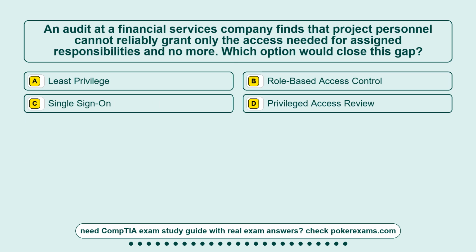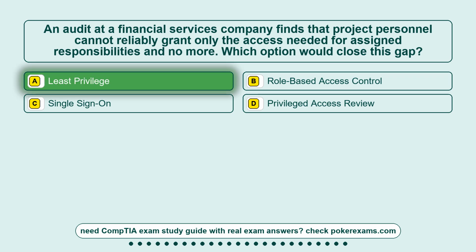Question 8. An audit at a financial services company finds that project personnel cannot reliably grant only the access needed for assigned responsibilities and no more. Which option would close this gap? Option A, least privilege. Option B, role-based access control. Option C, single sign-on. Option D, privileged access review.